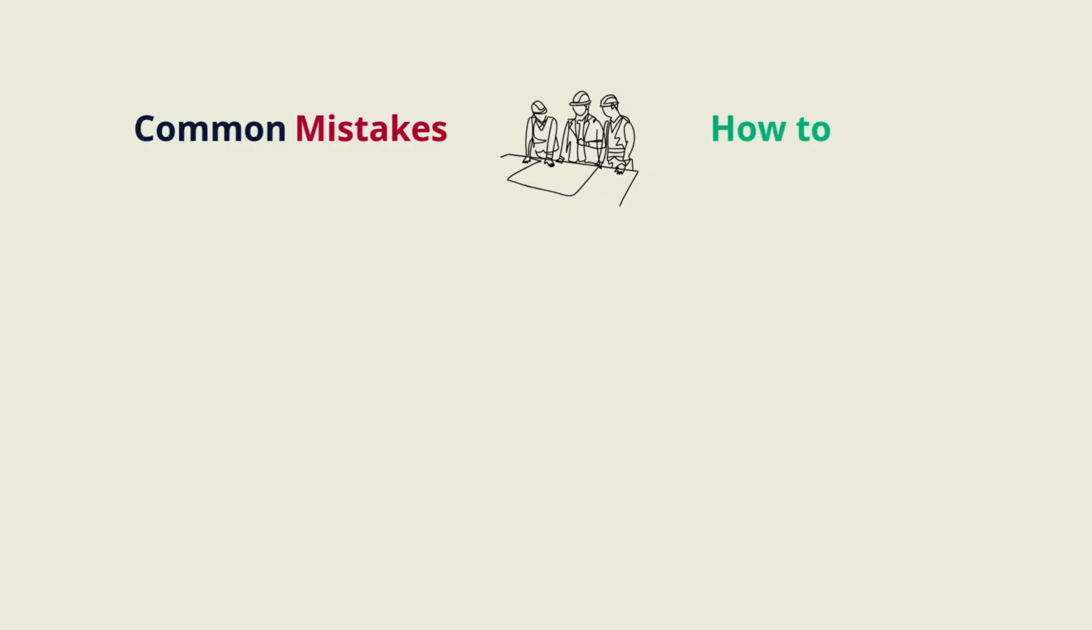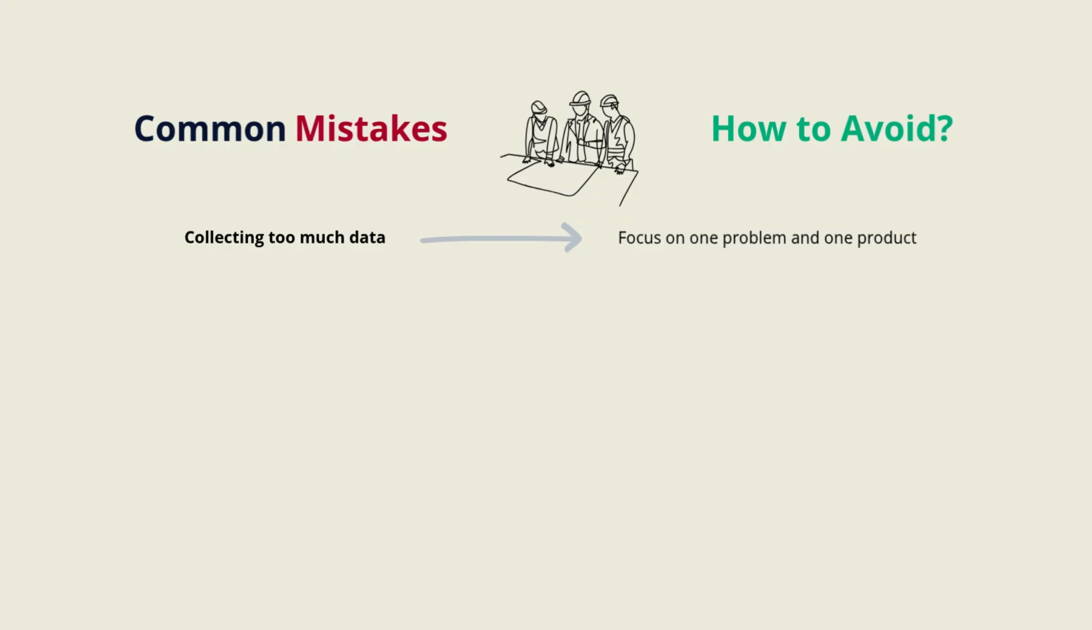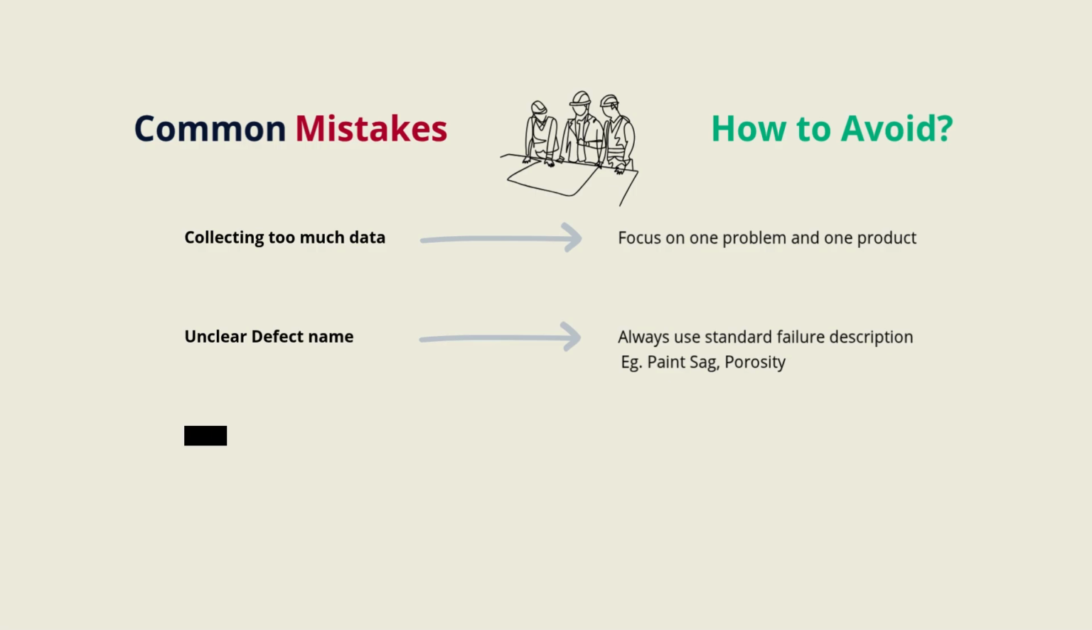Here are some common mistakes engineers often make and how to avoid them. First, collecting too much data. Don't try to track everything at once. Focus on one problem or product at a time. Second, using unclear defect names. Always use standard definitions like paint sag or porosity. Third, inconsistent tallying. Train your team and review sheets regularly for accuracy.